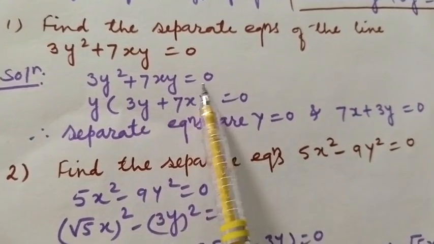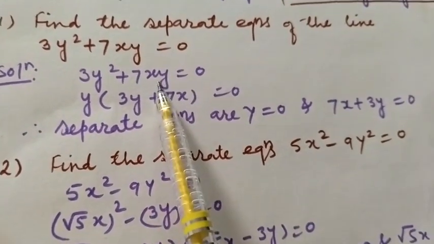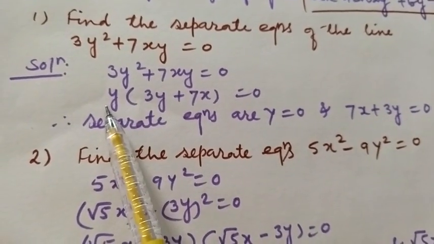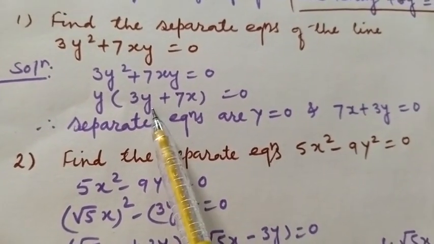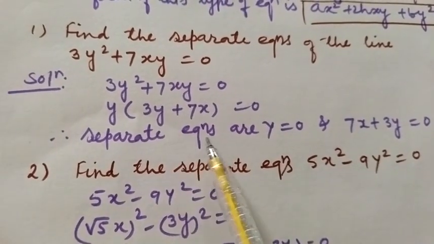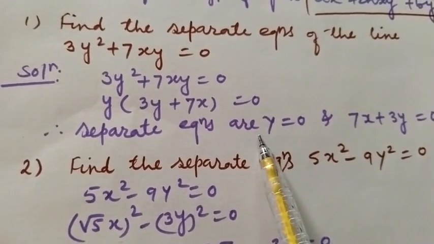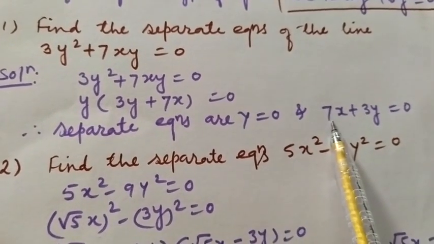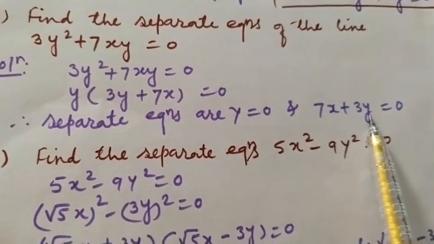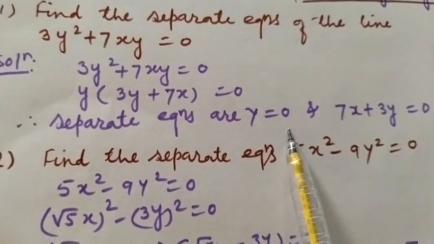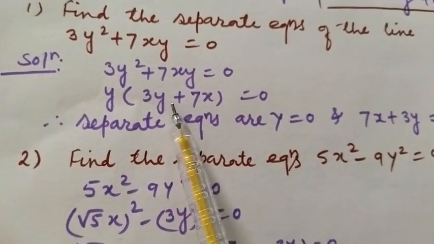You can observe this equation very carefully. You will see the common factor y. Take out the common factor y from both, and in the bracket remains 3y + 7x = 0. So therefore the separate equations are y = 0 and 7x + 3y = 0. So these are the two separate equations we have found by these steps.